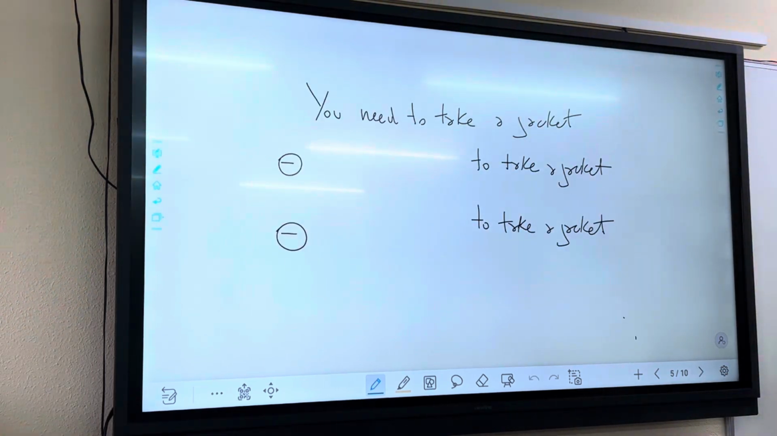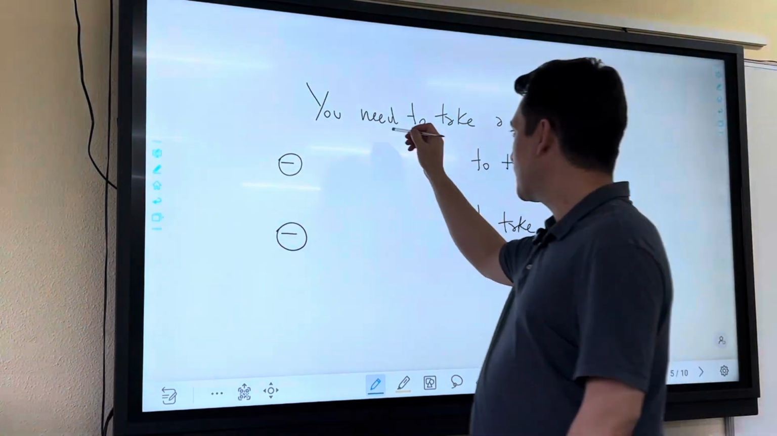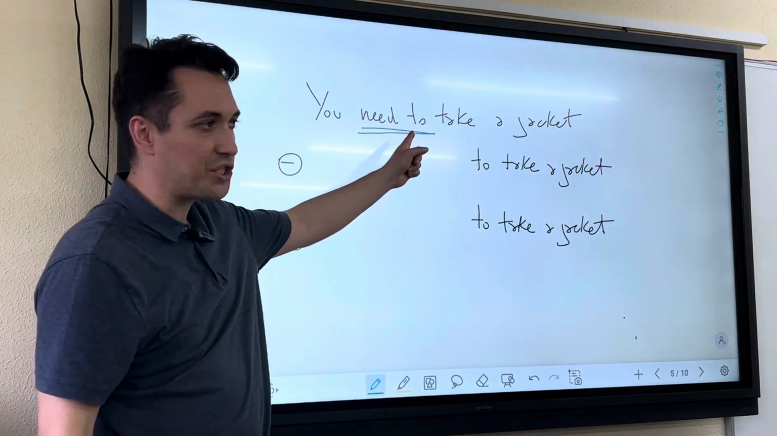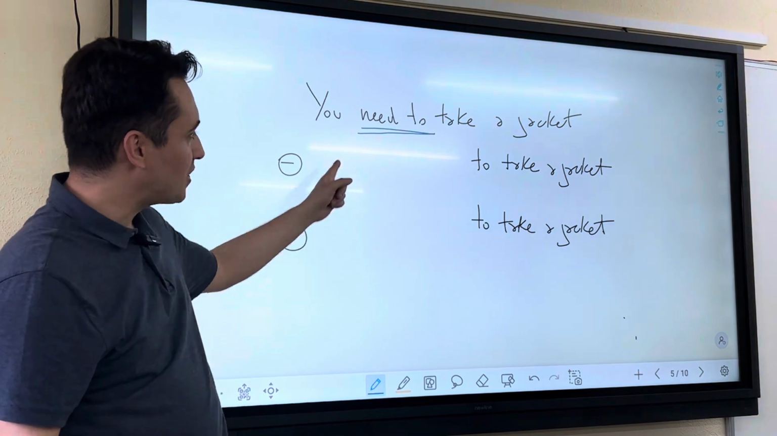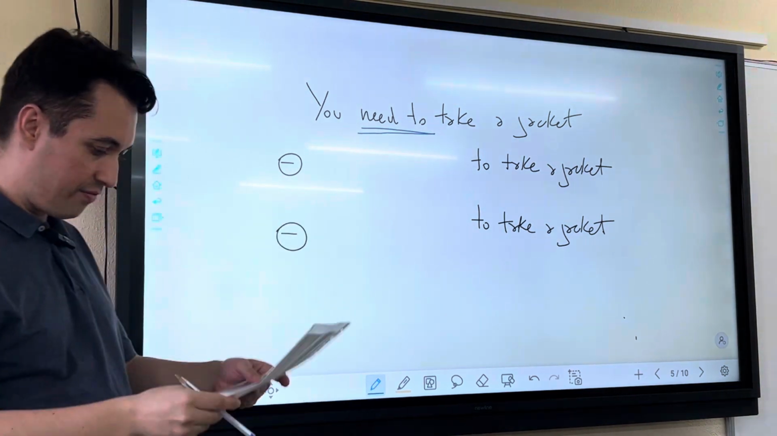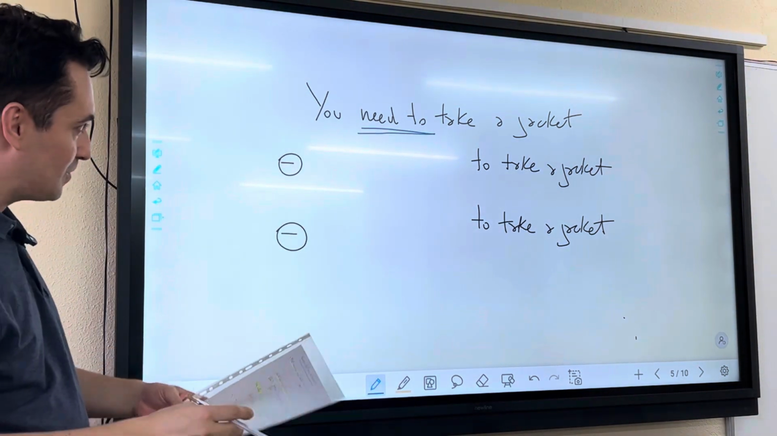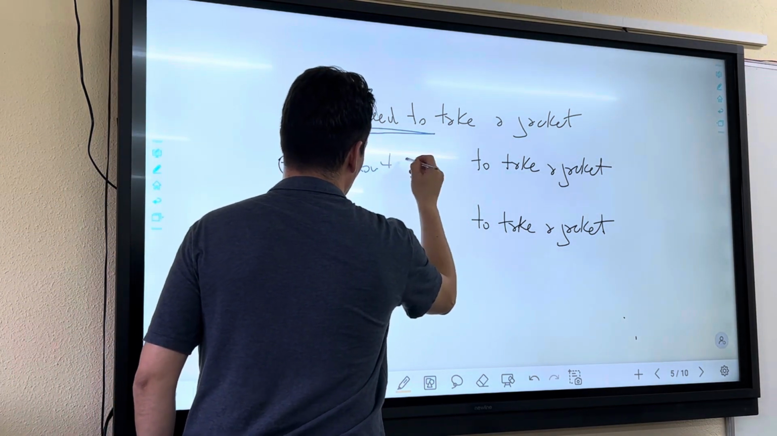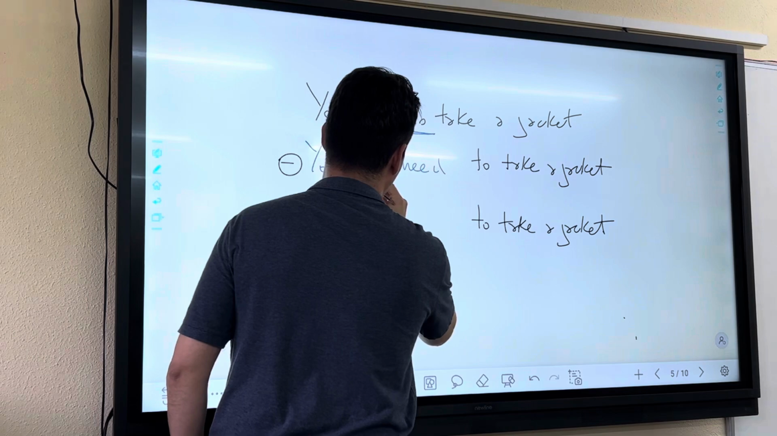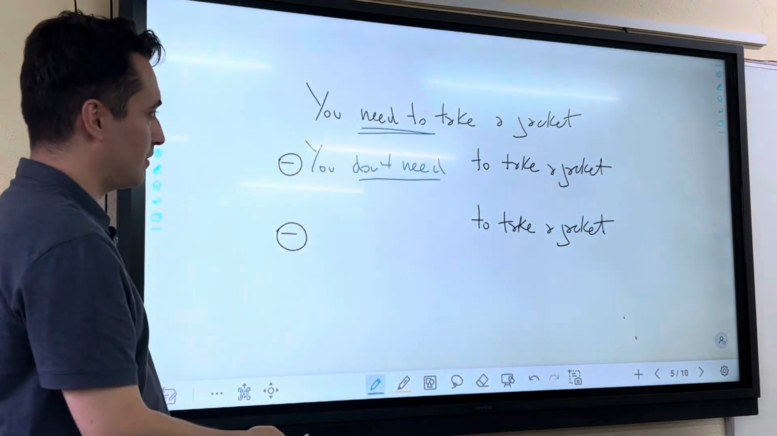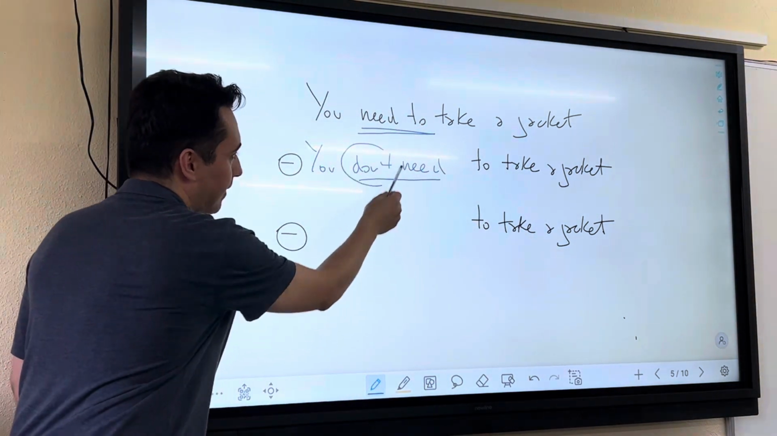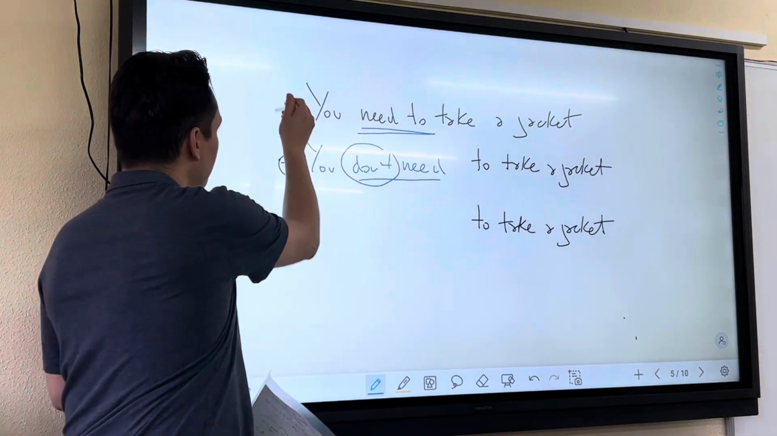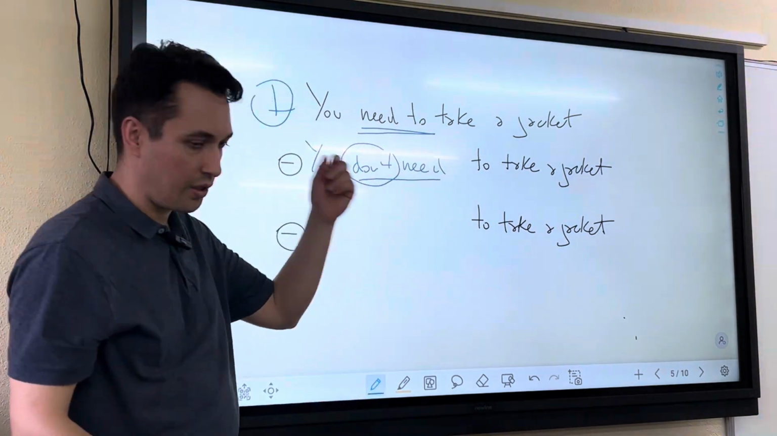Have a look at this. You need to take a jacket. This is another modal that we have here. You need to take a jacket. Need to. There are two ways to negate need to. One of them is you don't need to. You don't need to take a jacket. Don't need to, with the auxiliary. You can negate it with the auxiliary. You need to, positive. You don't need to, negative.